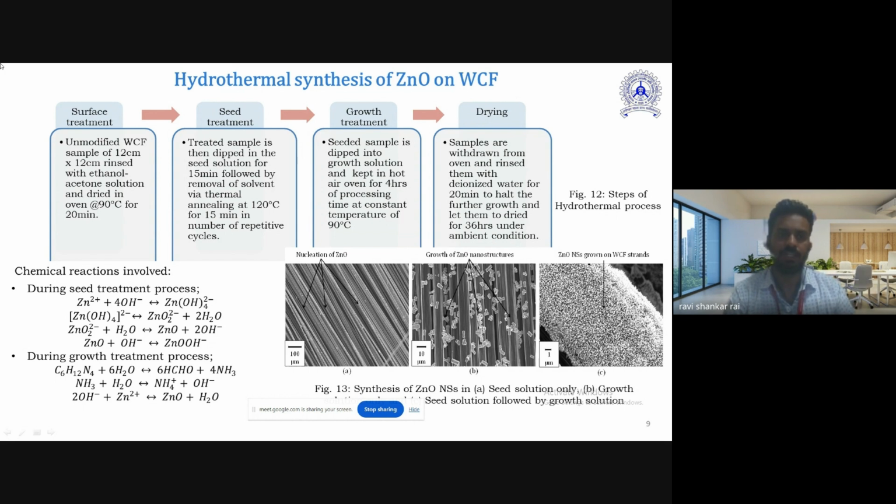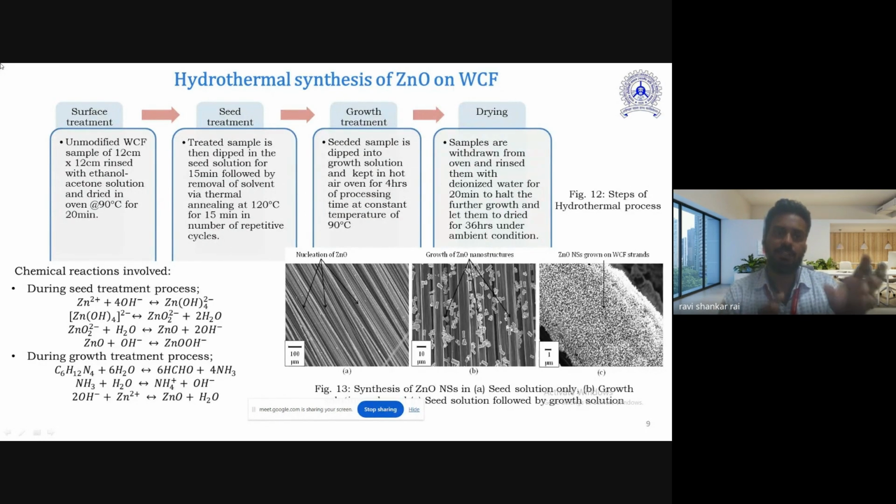Initially, we took a piece of carbon fiber and simply cleaned it with an acetone and ethanol solution and dried it in an oven to remove the dirt and dust particles on that fabric material. After that, we prepared two solutions: one is the seed solution and another is the growth solution. Seed solution is a mixture of zinc acetate dihydrate in ethanol and sodium hydroxide, and growth solution is a mixture of hexamethylenetetramine and zinc nitrate hexahydrate.